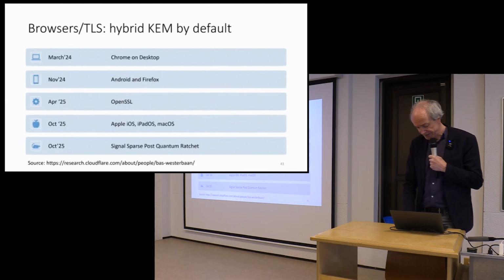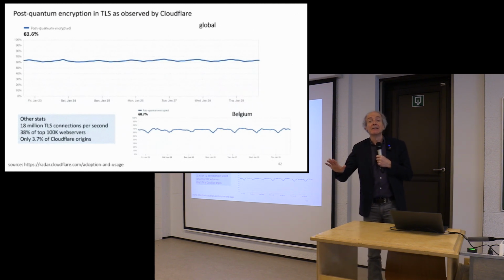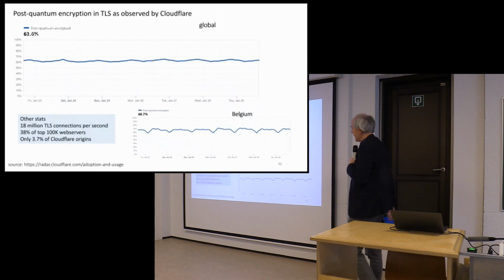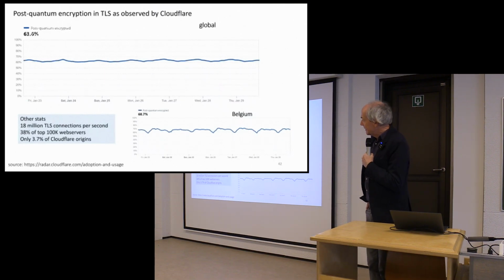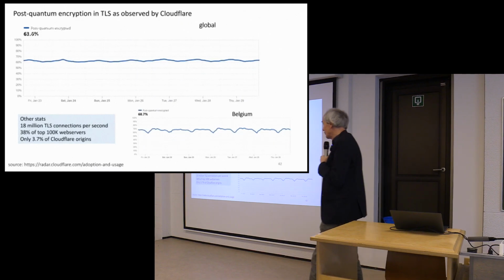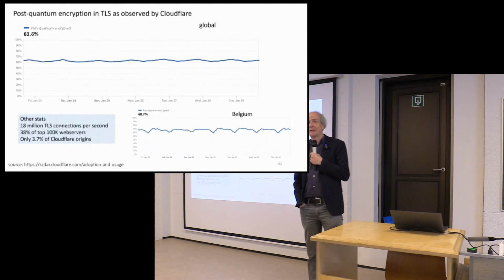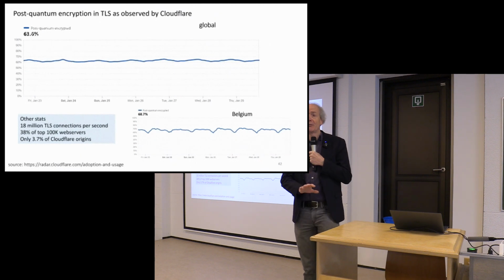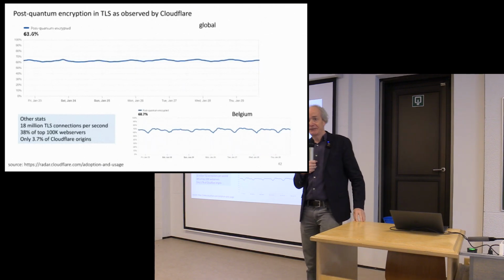This is Cloudflare blogging about this. Cloudflare now reports that 63% of all global traffic is post-quantum. The traffic they see is, of course, a very selected part of the internet: services that need high bandwidth, so many users. Belgium is at 68.7%, so we do even better. To give you an idea, there are 18 million TLS connections per second at Cloudflare. 38% of the top 100K web servers have migrated. But if you look at the origins, the smaller things, only 3.7% have upgraded. So the 68% may give you the impression that we're well on track, but in fact only 1 in 30 has upgraded, and 29 in 30 have not.